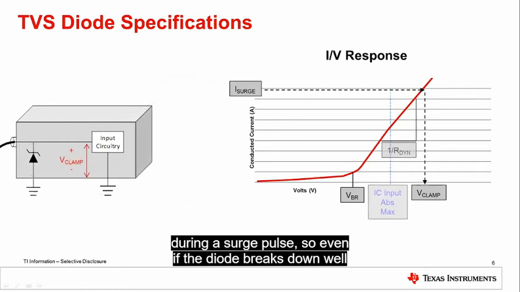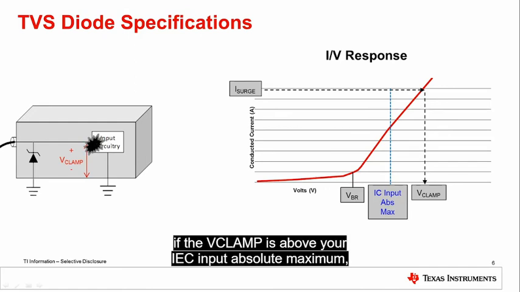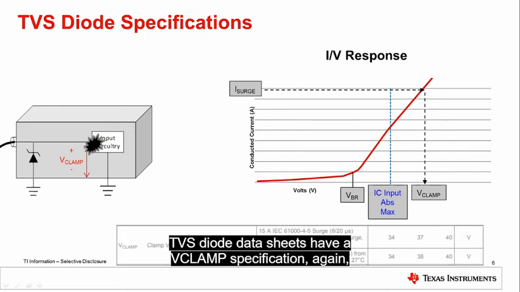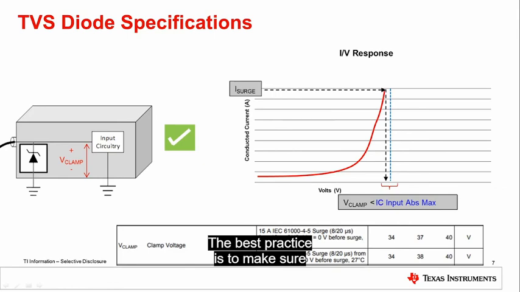So even if the diode breaks down well below system tolerance requirements, if the V-clamp is above your IC input absolute maximum, the input of a system can see failures. TVS diode datasheets have a V-clamp specification, again in reference to a specific waveform and pulse current. The best practice is to make sure that V-clamp is less than the absolute maximum voltage tolerance of your input circuitry.